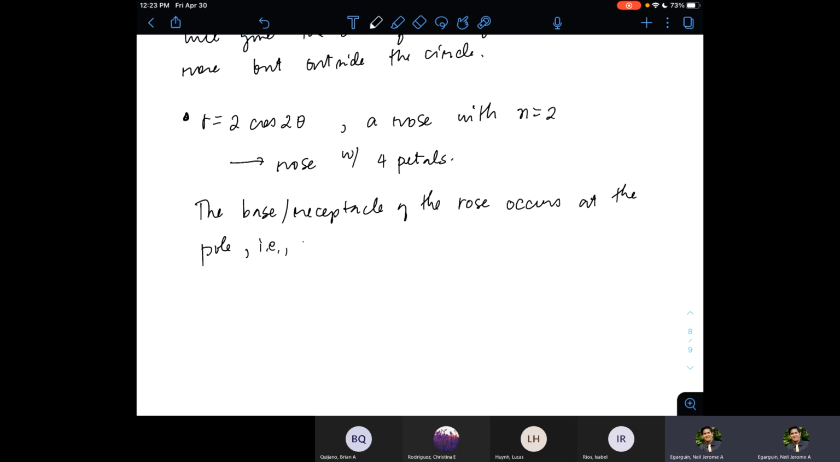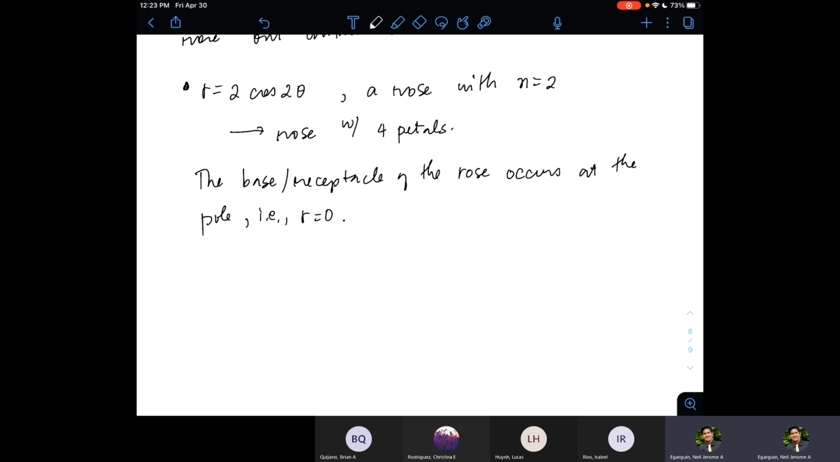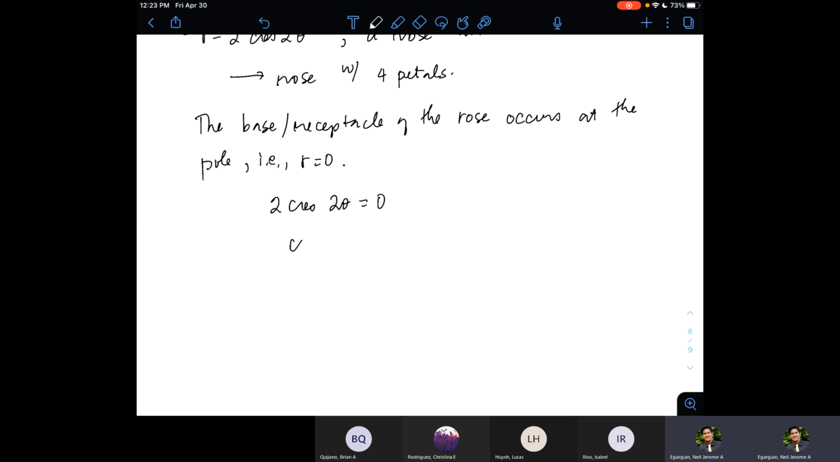That is when r is equal to 0, just to guide us in sketching the graph. So to find the receptacles, we need to use r equals 0 in our equation. So we get 2 cosine 2 theta equals 0. Solve for theta. So we get cosine 2 theta equals 0. This is asking us, what are the angles 2 theta whose cosine is 0? Go back to your unit circle and see when cosine is equal to 0. Cosine is equal to 0 at pi over 2 and 3 pi over 2.